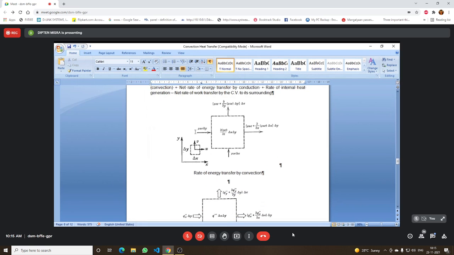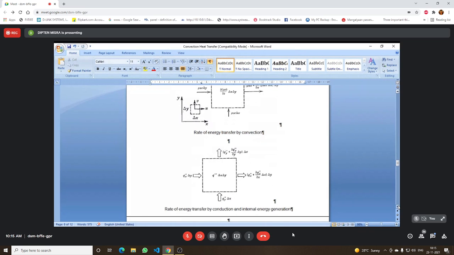This is the energy which is entering through convective motion of the fluid. Energy is not only entering because of the flow of mass across the control volume along with the convective motion of the fluid. Also, the energy may enter and leave the control volume due to conduction.